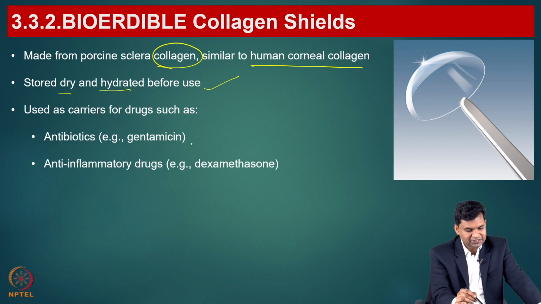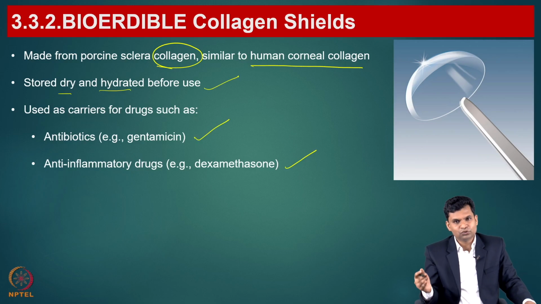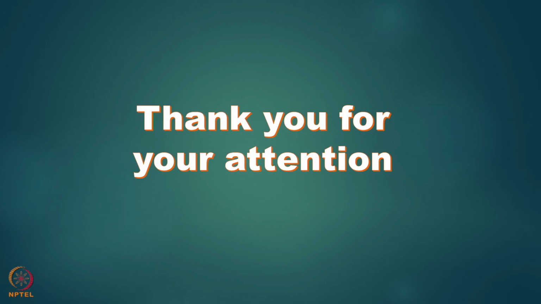And these are the carriers. Various types of antibiotics and anti-inflammatory drugs can also be used for the treatment of eye diseases with the help of the bioerodible collagen shields. So far we have discussed the novel ocular drug delivery systems. Today we have discussed the ocular inserts, and also we have seen the various types of soluble, insoluble, and erodible ocular inserts.